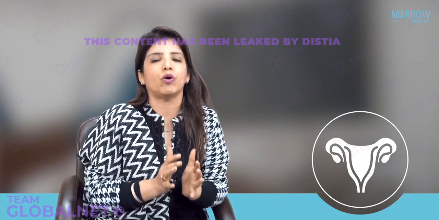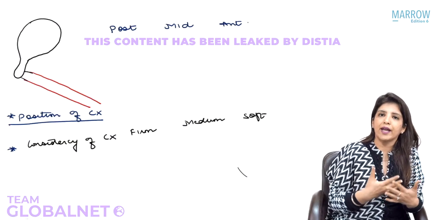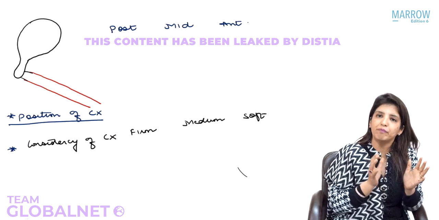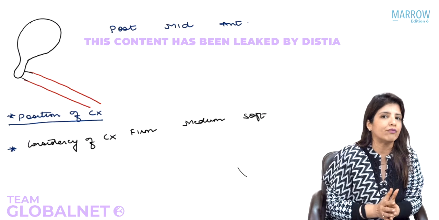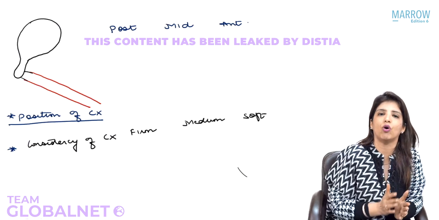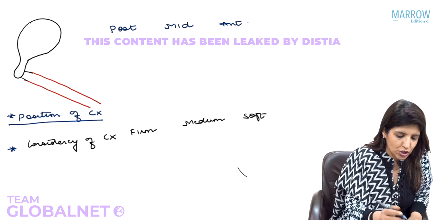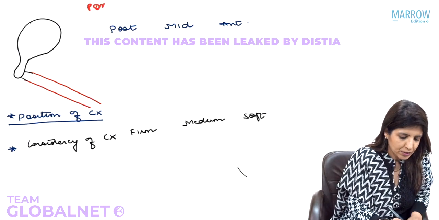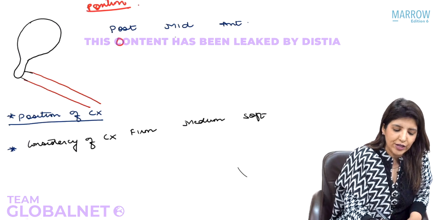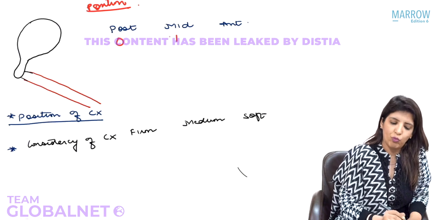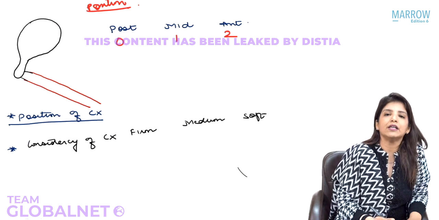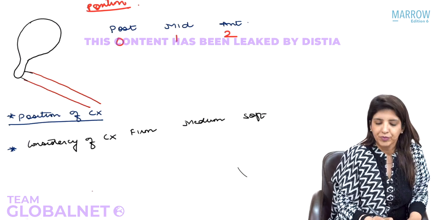So the first thing I have to do, when I am thinking that I'm going to induce labor, is to do a Bishop score. In the Bishop score, I'm going to do a per vaginal examination and see the position of the cervix. If the position of the cervix is posterior, I will give it a score of 0. If it is in the middle, I will give it a score of 1, and if it is anterior, I will give it a score of 2. So anterior means it is a favorable position, right?